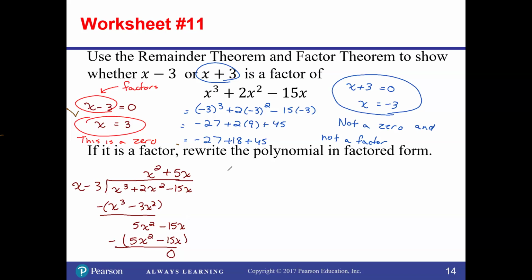But now what we see here is that x cubed plus 2x squared minus 15x is equal to x minus 3 times what was left over, x squared plus 5x, which we can factor further. So I can factor an x out of this, leaving me behind an x plus 5, and then I'm just writing the x minus 3 down here.